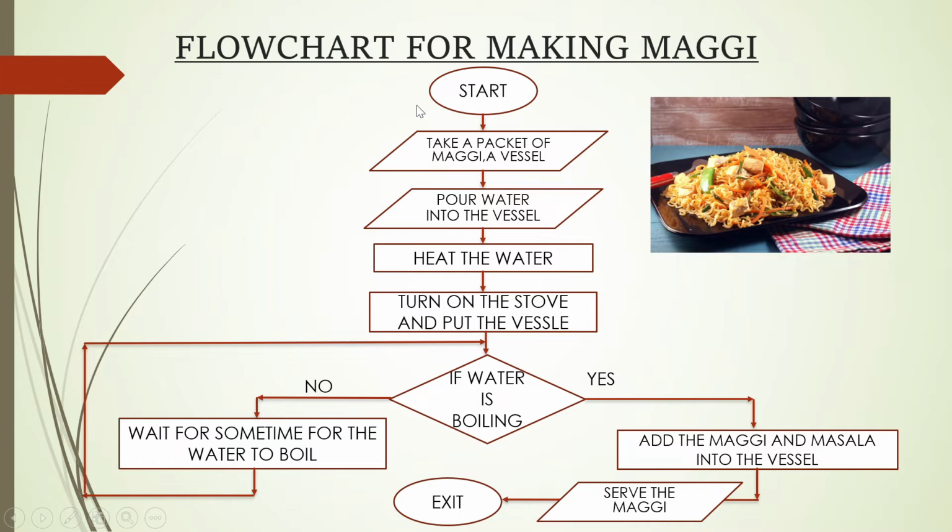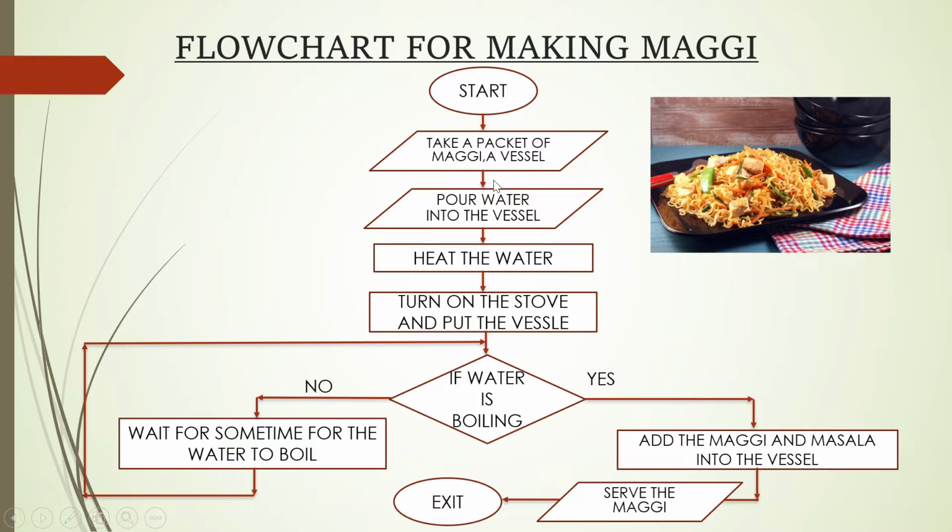So first you can see that this start button I have used, because this oval button will be used in start. Next, you can see the connector arrow that is giving us the direction that after start, we will take a packet of Maggie and a vessel. So we are taking it like we are inputting something. For that case we have taken this parallelogram box.